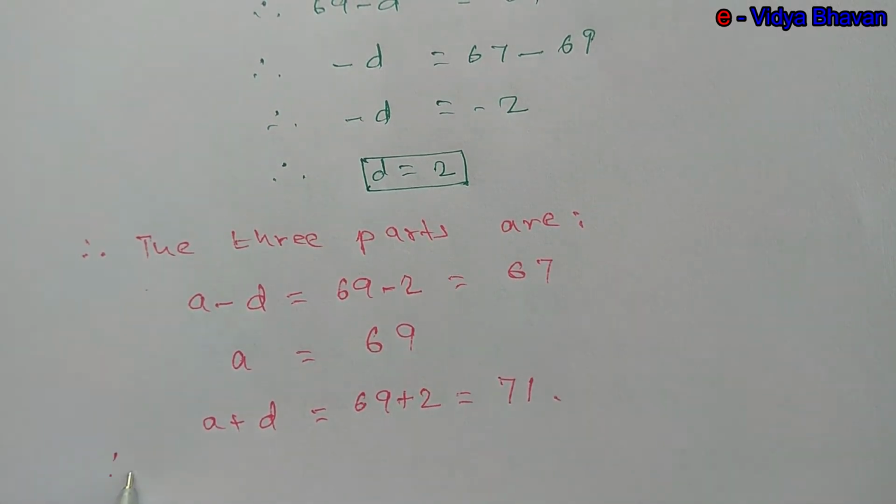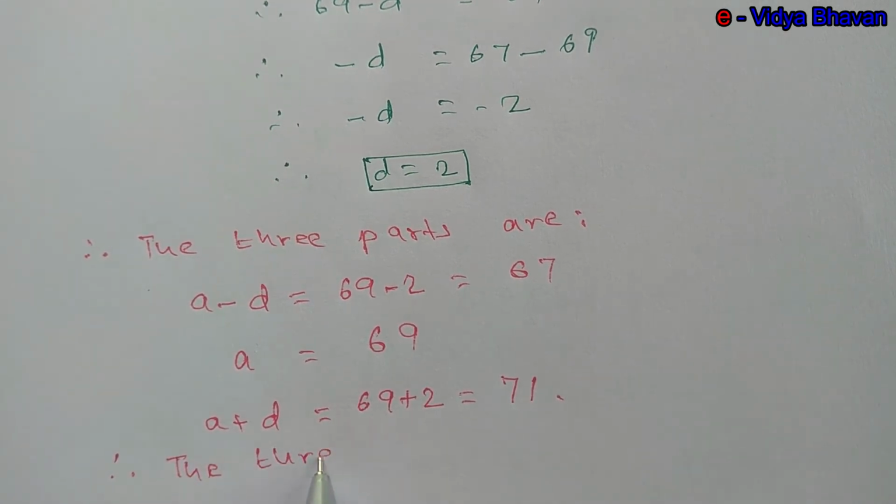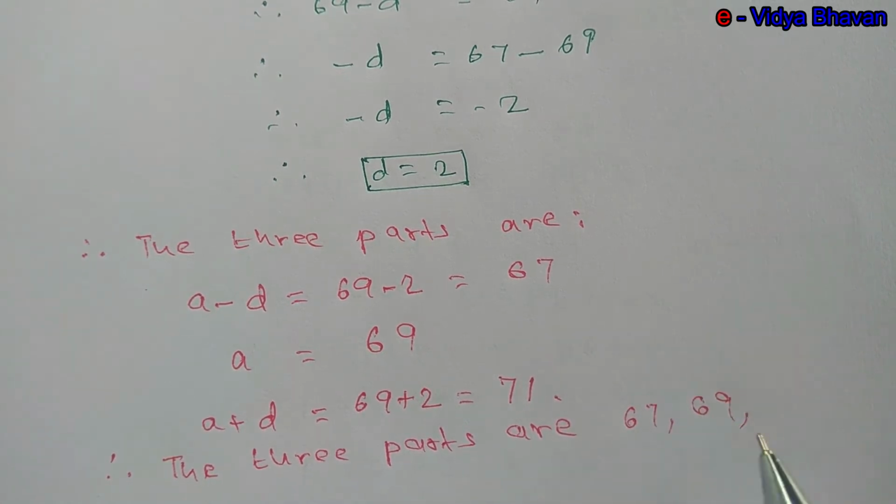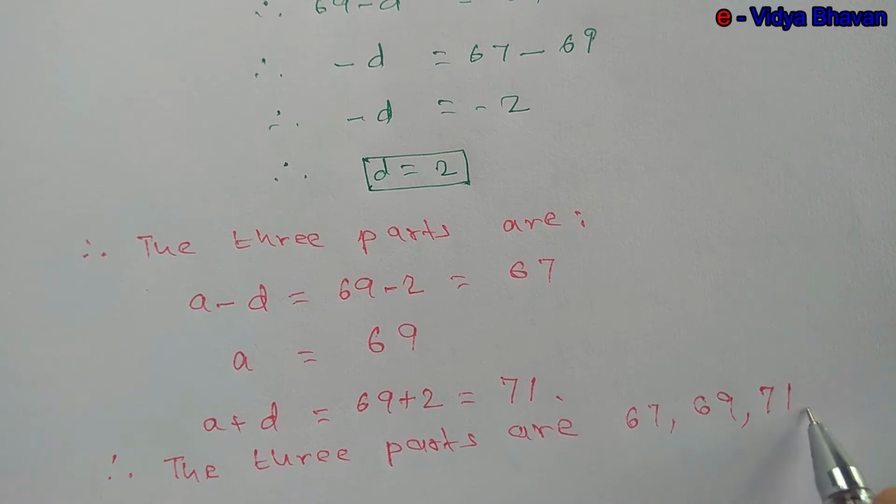Therefore, the 3 parts are 67, 69 and 71. Question number 10. There are 37 terms in an AP. The sum of the middle three terms is 225 and the sum of last three terms is 429. Find the AP.